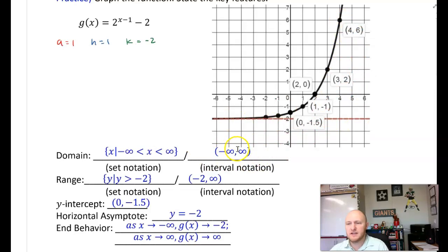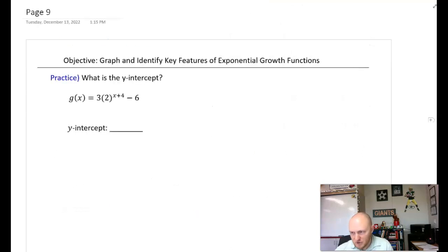Domain, negative infinity to positive infinity, and our range is -2 to positive infinity. The y-intercept, that is one of the key points, so you could have it there, or you could calculate it by evaluating g of 0. Our horizontal asymptote, y equals -2, and then our end behavior. As x goes to negative infinity, our function is approaching -2. And then as our x values increase towards positive infinity, our function is increasing unbounded in the positive infinity direction. Okay, so there is our practice problem.